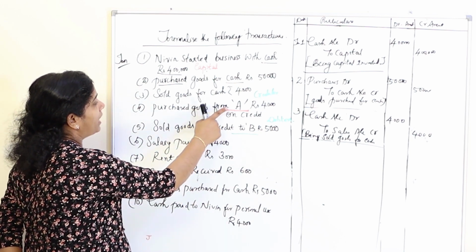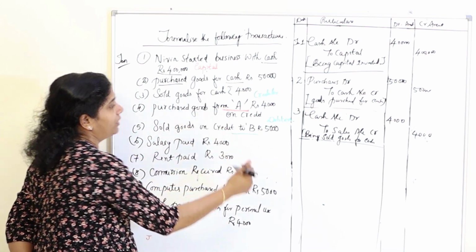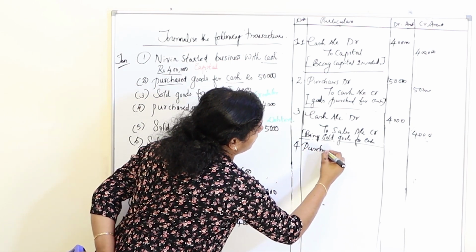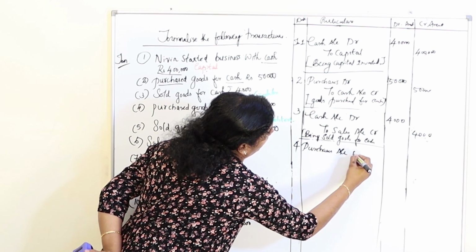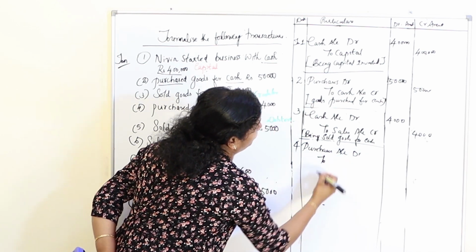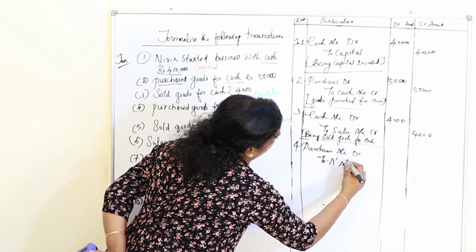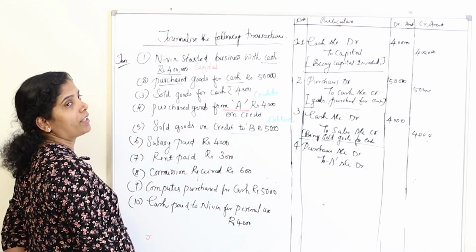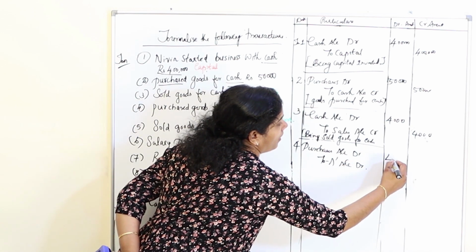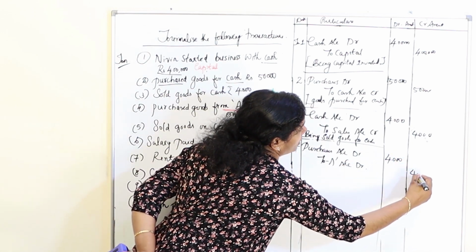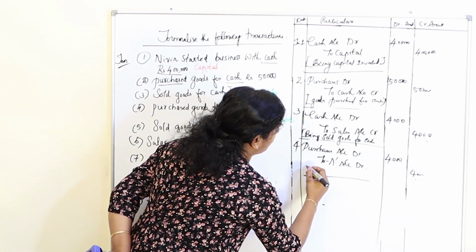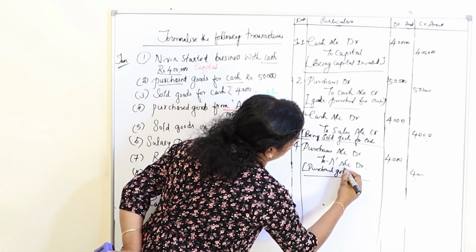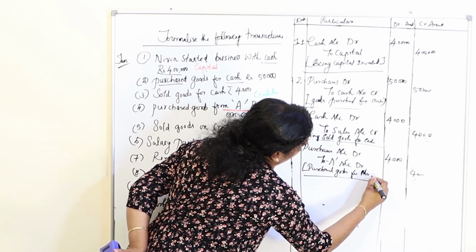So we have to mention A, because it is payable to A. So the entry will be purchases account debit to A's account, because it is payable to A, rupees 4,000. Narration, you can write: purchased goods from Mr. A.